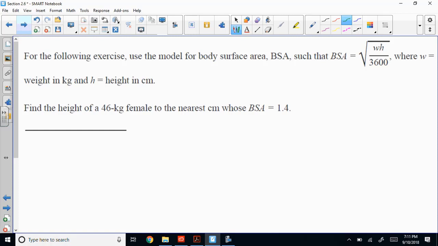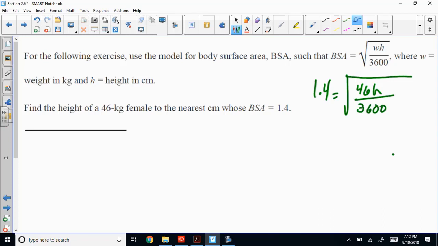For the following exercise, use the model for body surface area, BSA, such that the BSA equals the square root of WH divided by 3,600, where W is weight in kilograms and H is height in centimeters. Find the height of a 46 kilogram female to the nearest centimeter whose BSA is 1.4. So basically all we're going to do is plug things in, right? 1.4 equals the square root of 46 kilograms times H over 3,600, right?